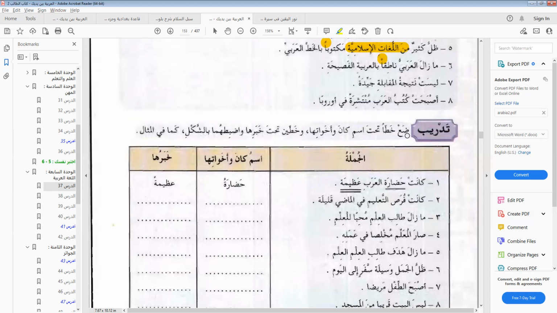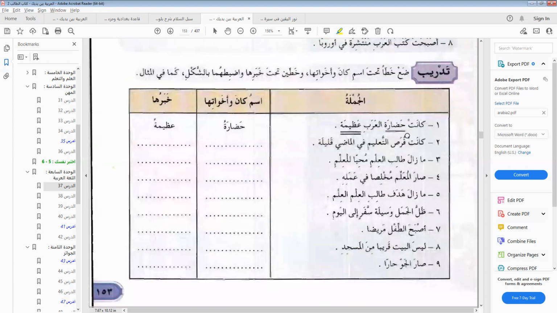So al-hadara, they are telling us one is what? Ismu kana, and the other one is what? Khabaru kana. So for the first example, كانت حضارة العرب عظيمة. اسم كان وأخواتها. اسم is حضارة, خبر is عظيمة. Now, let's look at the second till the ninth.